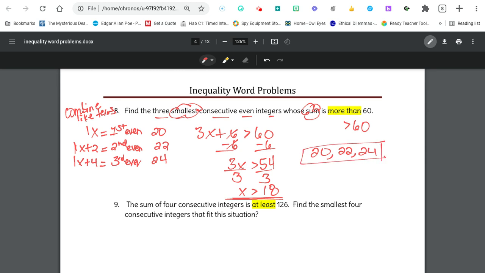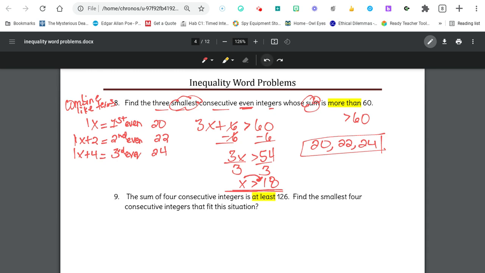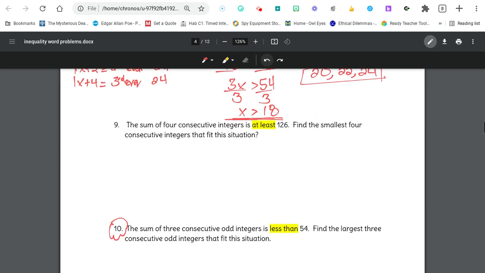Now if it had said something where it indicates an equal sign, like more than or equal to, then you could have used 18, because you had the equal to sign on it. But I got to pick an X that's greater than 18. And the only even consecutive number that's right after 18 is the smallest. The next smallest one is 20. All right, guys. So be careful on those, okay?